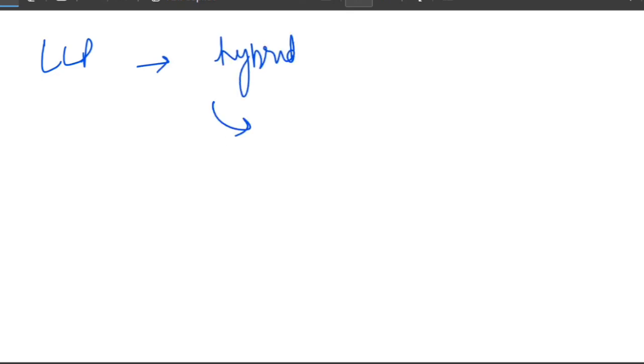First of all, let's understand the core concept. You know it very well that a limited liability partnership is called hybrid. Why is it called hybrid? Because it mixes features of two business forms. It mixes features of partnership, right? Partnership has flexibility.